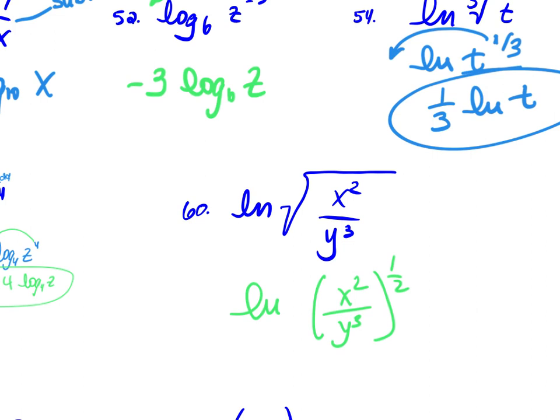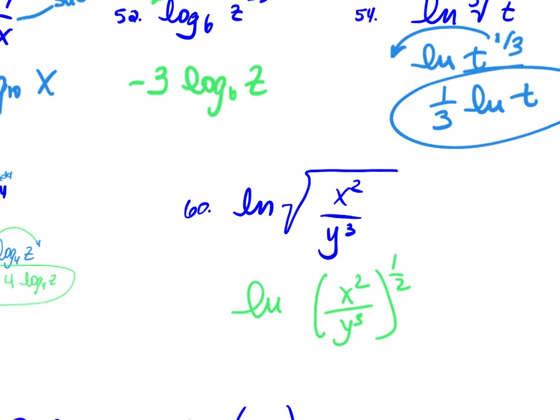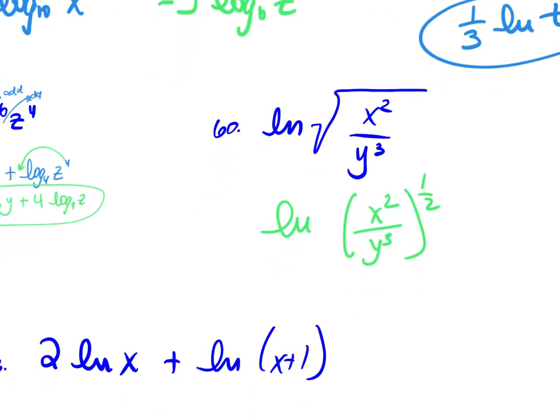So there's a lot going on here. I see an exponent that's going to become a coefficient. Then I see exponents inside my parentheses that'll become coefficients. And I also see a division, which will become a subtraction. So just take it piece by piece.